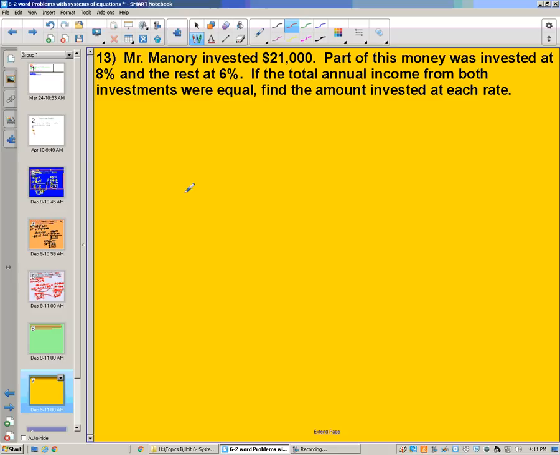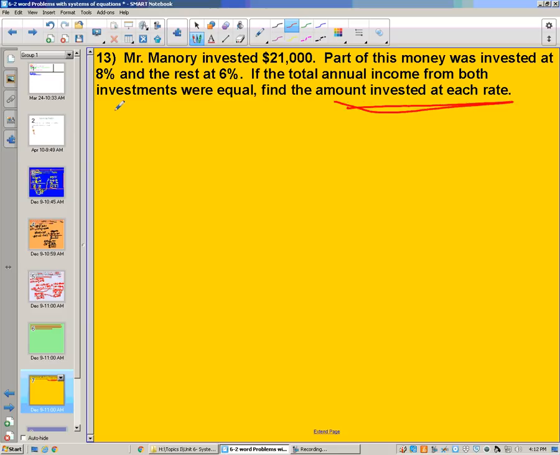Okay, so the question says, Mr. Mannery invested $21,000. Part of his money was invested at 8% and the rest at 6%. If the total annual income from both investments were equal, find the amount invested at each rate. Okay, so let's think about what we're dealing with. You want to find the amount invested at each rate.